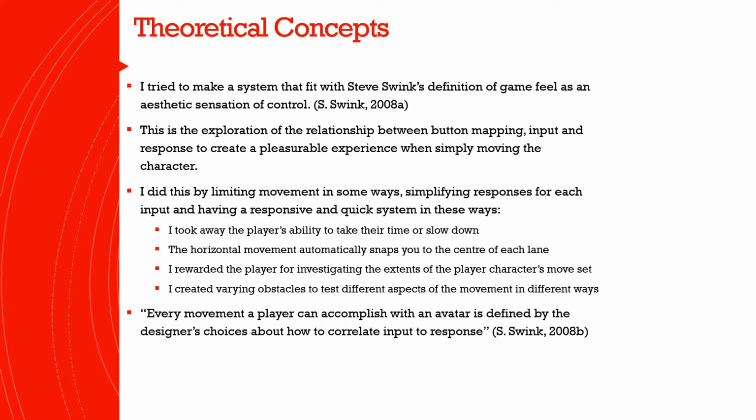I took away the player's ability to slow down, so there's no input for moving forward, it's always going. The horizontal movement automatically snaps you to the center of each lane, which takes effort away from having to line yourself up. And I rewarded the player for investigating the different aspects of the player character's moveset with a hard path with higher rewards. And I tried to create varying obstacles which rewarded different aspects of movement, be it quick sidestepping or careful jumping and fast falling.